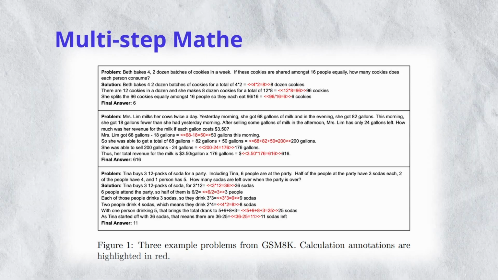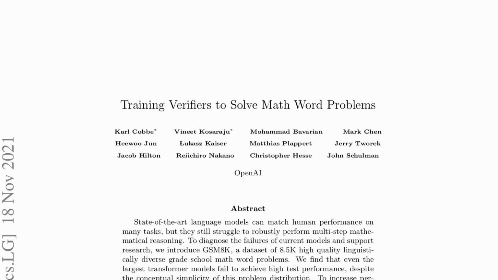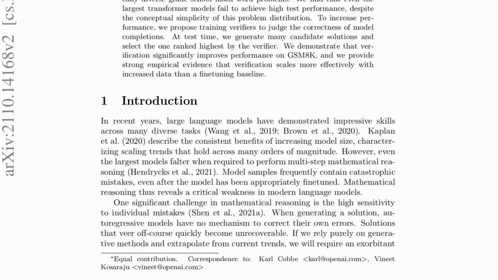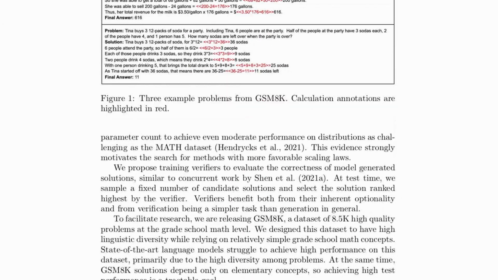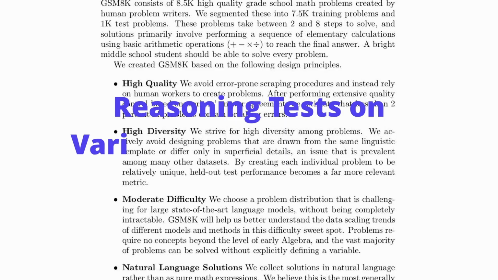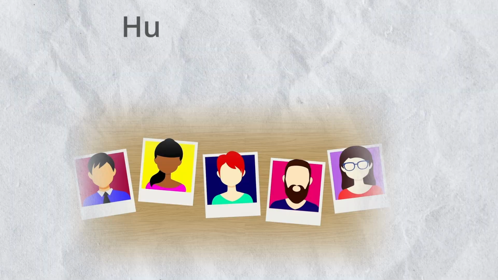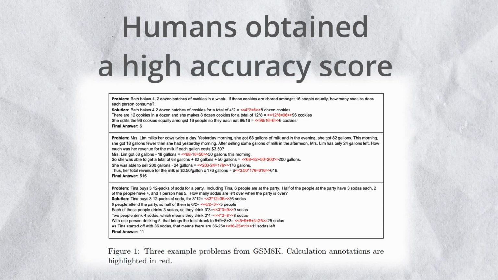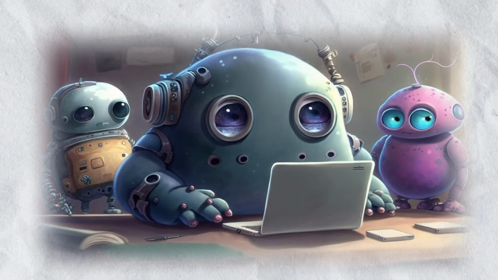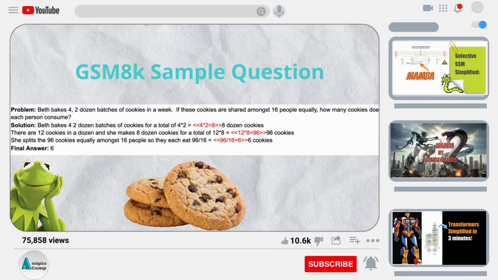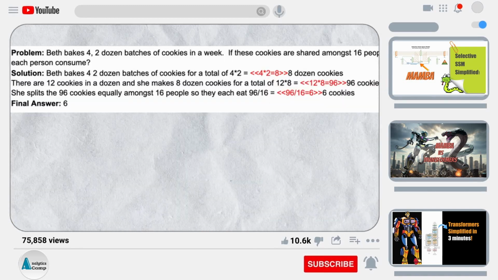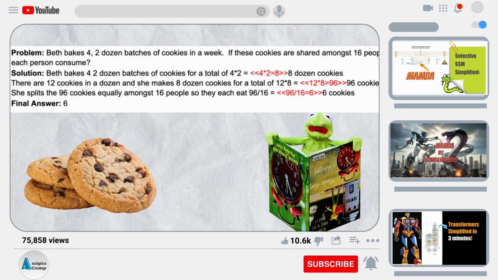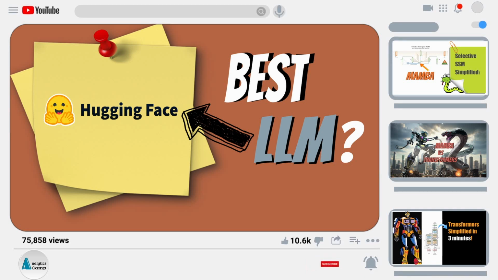This multi-step mathematical reasoning test that is included in the GSM 8K article is one example implemented in their official reasoning tests on various language models. Humans obtained a high accuracy score on this test, so let's see if LLMs can solve it too. I have included more details of this test and this example in my previous video about Hugging Face evaluation leaderboard, so if you've not watched it, make sure to do so. I'll put a link to it in the description.